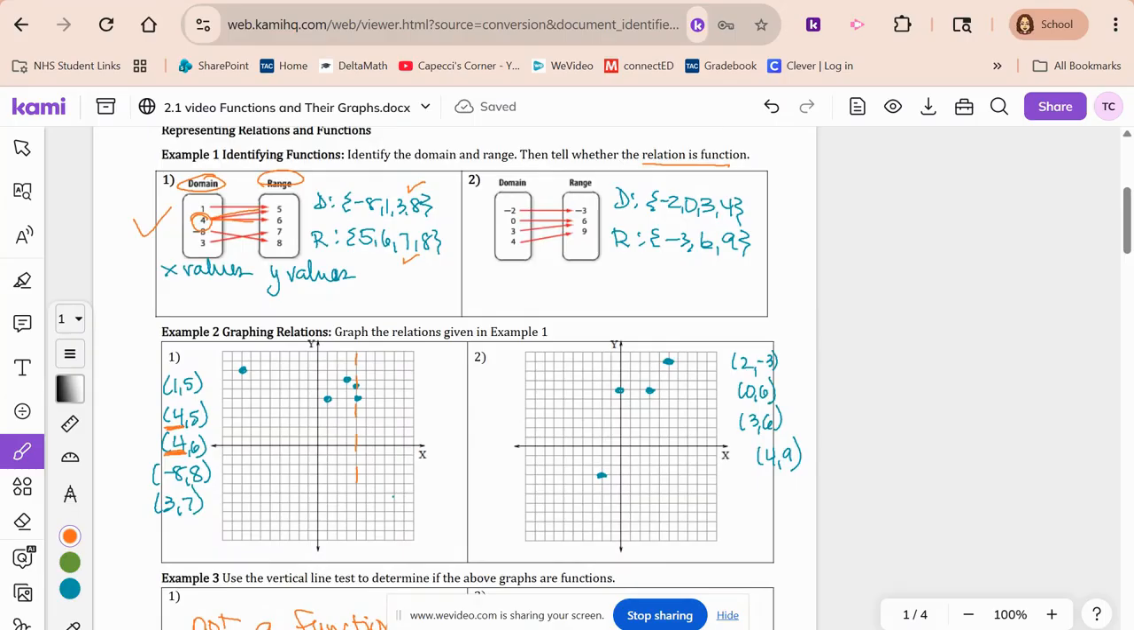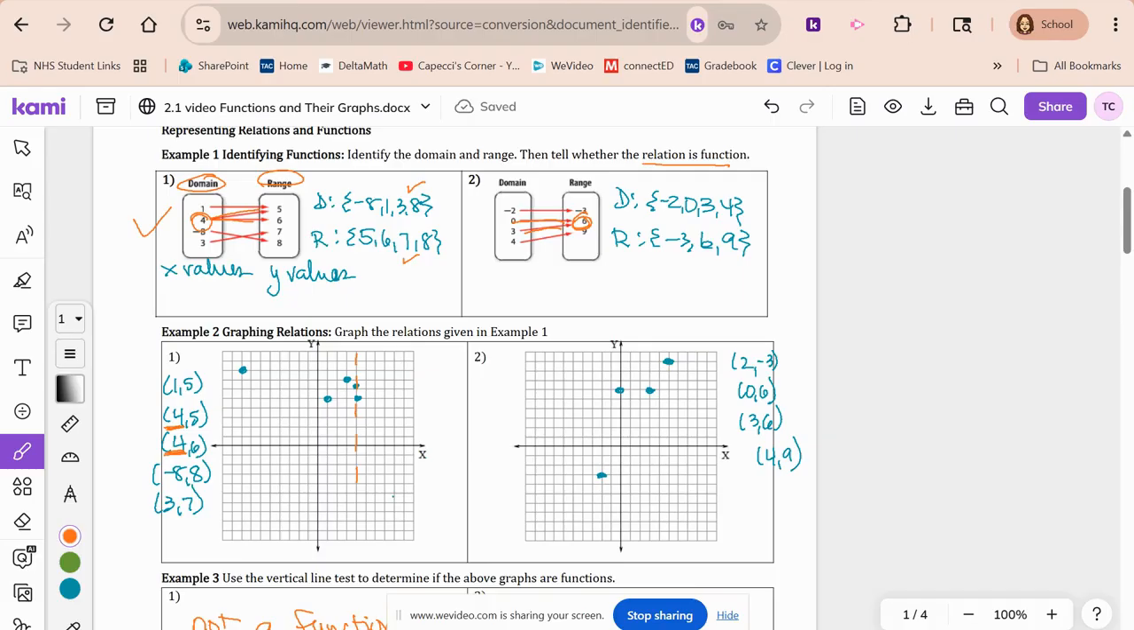Again, I have my domain and range. Now, in this case, I have two values going to 6 in my range, or my y values, and that's okay. So when I list my domain, I have -2, 0, 3, 4. And then I also have -3. Now 6 actually has two different x values coming to it, but I only need to list it once.